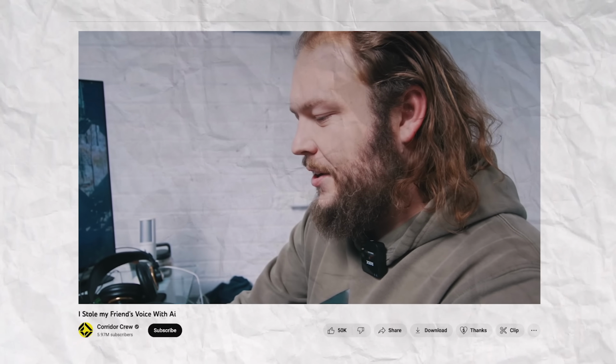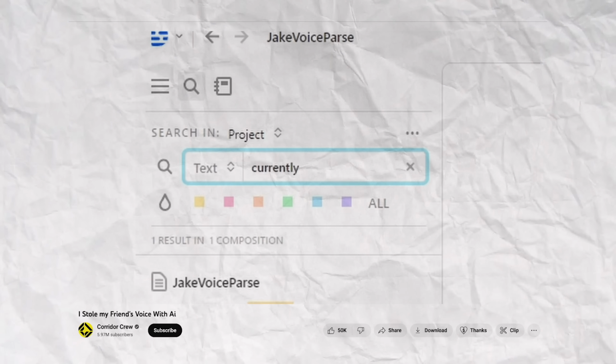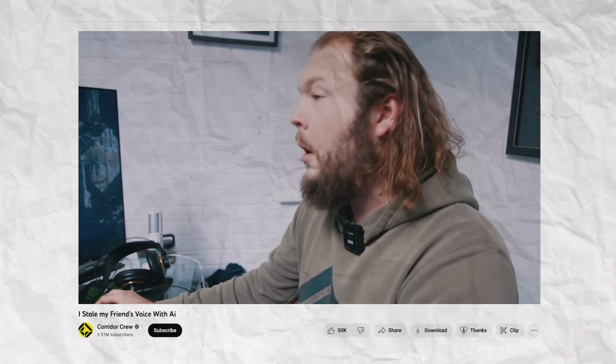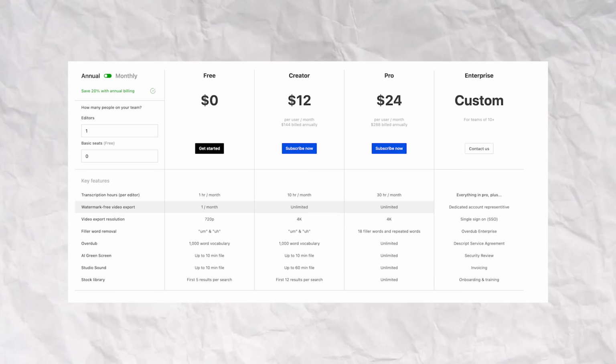Should we be afraid? I mean, I can definitely hear my voice in there. That's really interesting. But now, even with just half an hour of audio, creators like the Corridor crew can create AI voice doubles of their whole cast for a measly $12 a month.